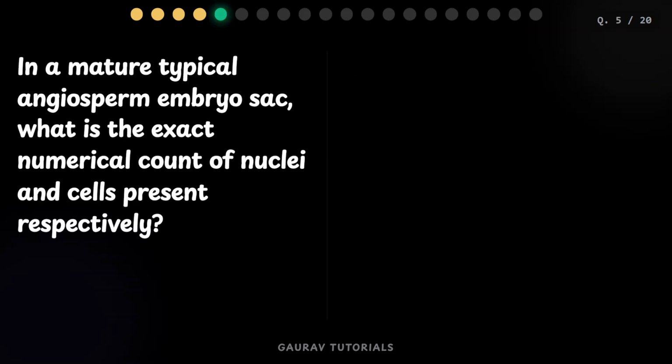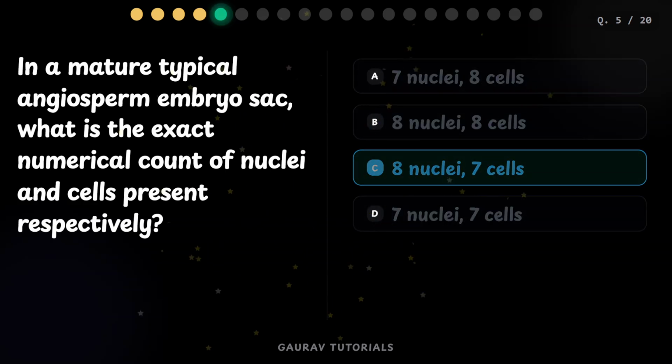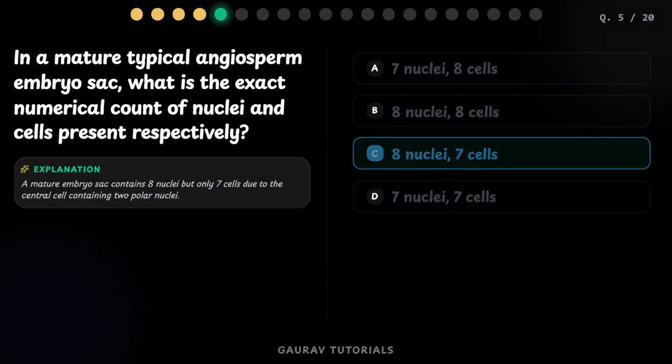Question 5. In a matured typical angiosperm embryo sac, what is the exact numerical count of nuclei and cells present respectively? The options are the correct answer is option C, 8 nuclei and 7 cells. A mature embryo sac contains 8 nuclei but only 7 cells due to the central cell which contains 2 polar nuclei.